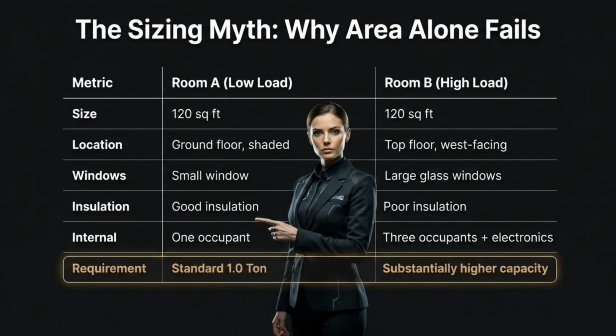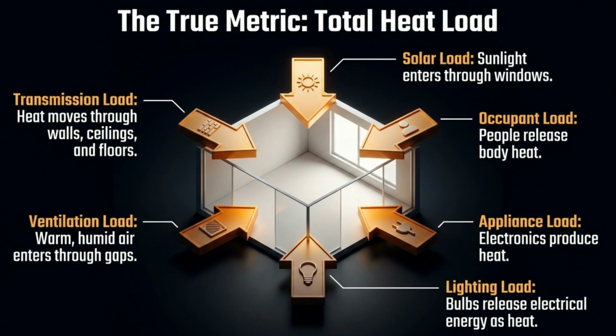Relying on area alone is a common myth. Environmental factors like location, window size, insulation, and the number of occupants significantly change the actual cooling requirements, even for rooms with identical square footage. The true metric is the total heat load.